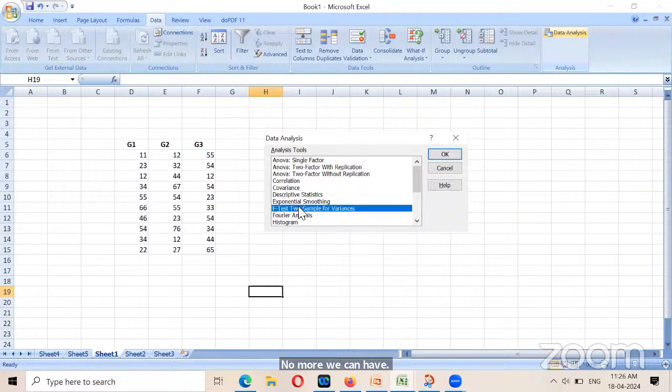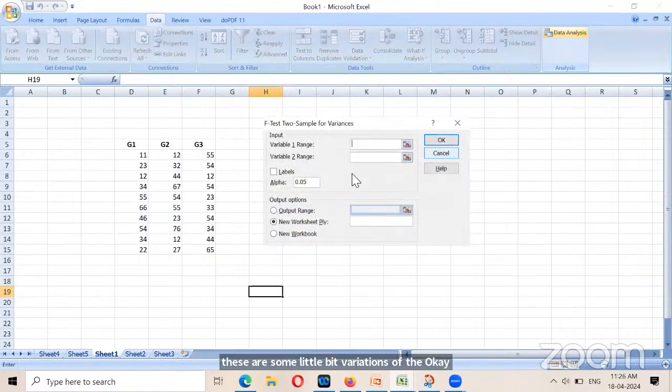F-test two samples for variance, or two-factor with replication. In this box you can see ANOVA single factor, ANOVA two-factor with replication, ANOVA two-factor without replication. These are some slight variations of the ANOVA. I'm taking the ANOVA in two-way. So the input range is given, and we give the same input range.